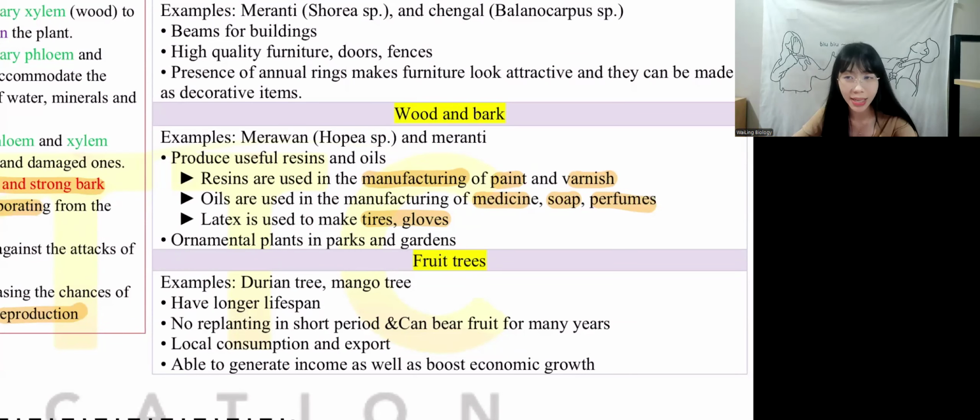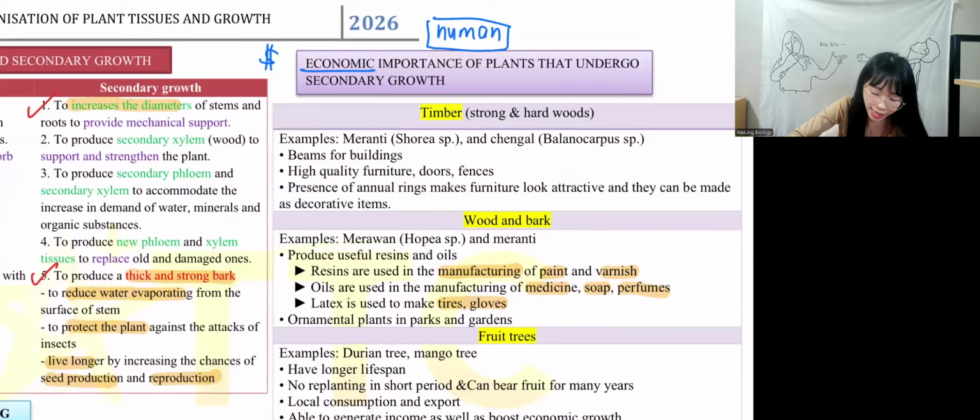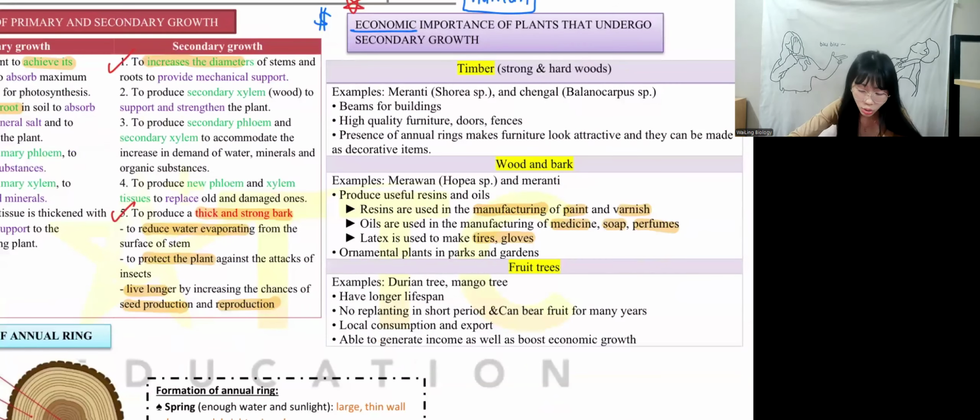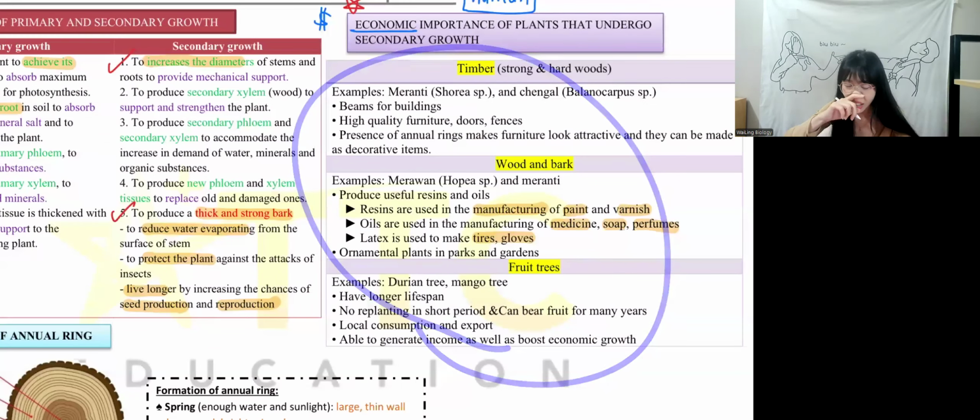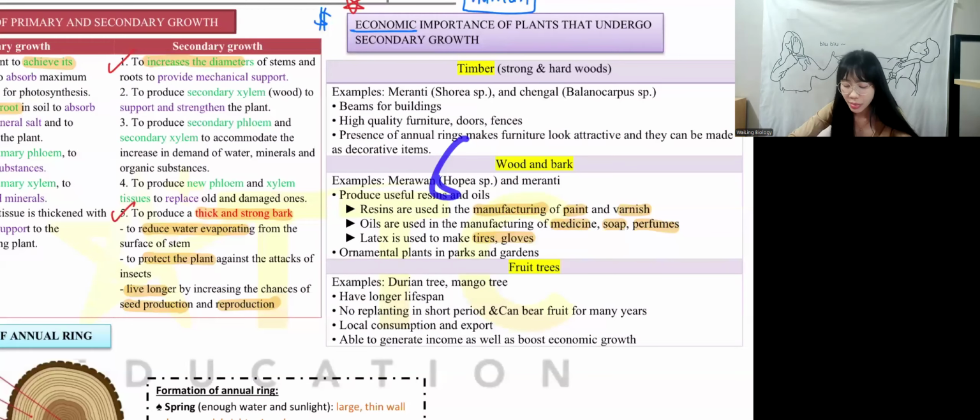This part here, they will ask in structure or even essay questions also. Very commonly asked, because chapter 1 has a few very common essay questions. They ask you, why do you think that the plant needs to undergo secondary growth? What is the importance towards the economy? This is the list. Everything here you have to know because you're going to write it in an exam. Usually the marks that I see is 6 marks maximum. I never see any question that's more than 6 marks yet. Sometimes 8 marks, but mostly it is 6 marks.